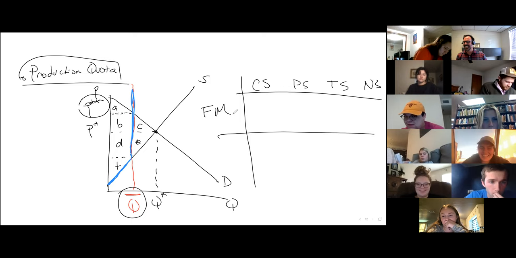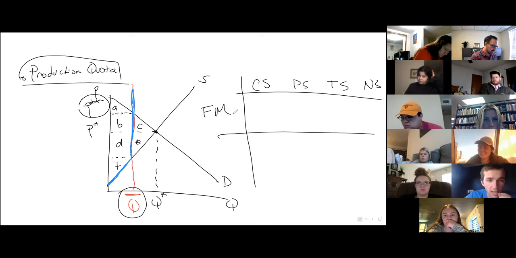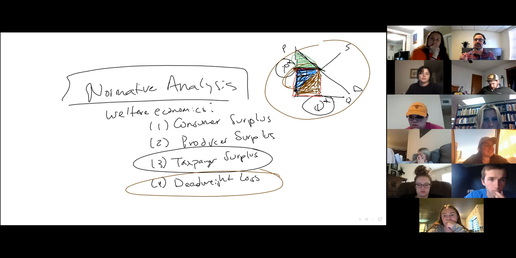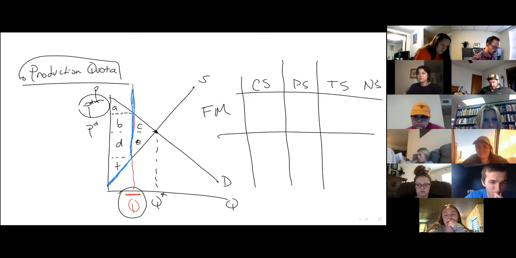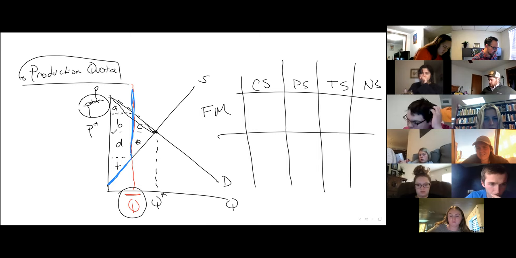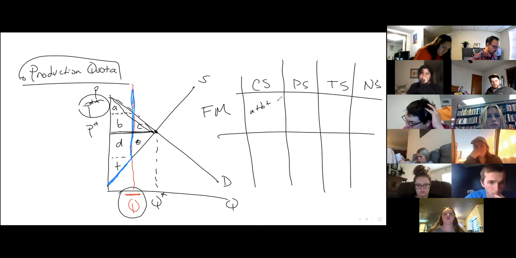There is consumer surplus in the initial equilibrium. Remember, it's the area under the demand curve and above the equilibrium price. Say it again. ABC. Beautiful. So in that free market outcome, it's the area under the demand curve and above that equilibrium price. So it's A plus B plus C.